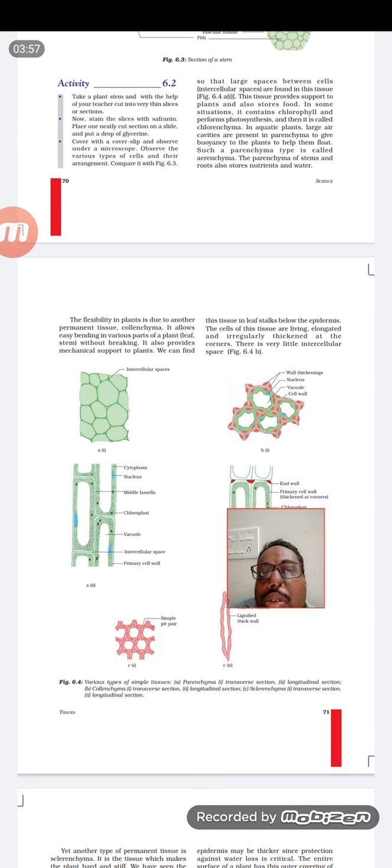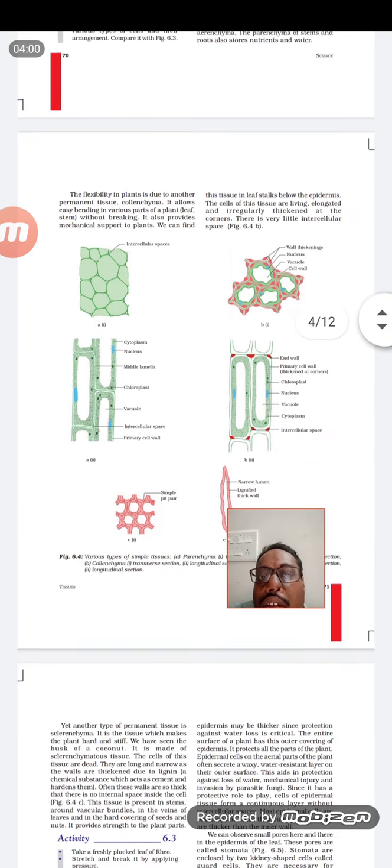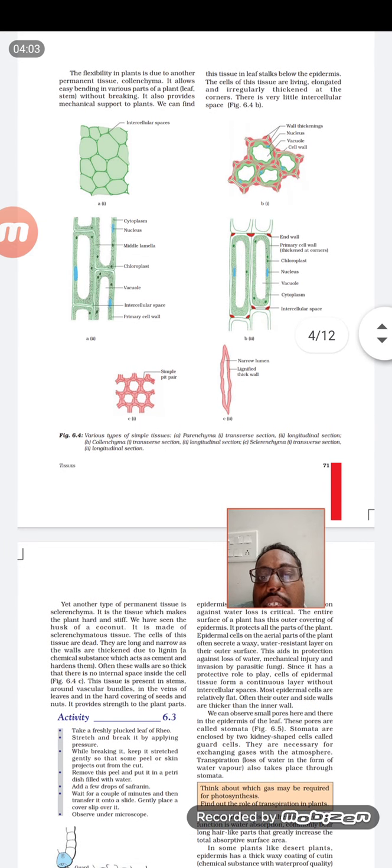And the next one is known as the sclerenchymatous tissues. These sclerenchymatous tissues are very hard, and they are very rigid. Since they are very rigid and hard, they are used for thickening. The best example of this is the coconut husk. Coconut husk is made up of sclerenchyma, and the cells are dead. Since they are dead, they are hard and stiff. They can give extra protection to the living tissues.